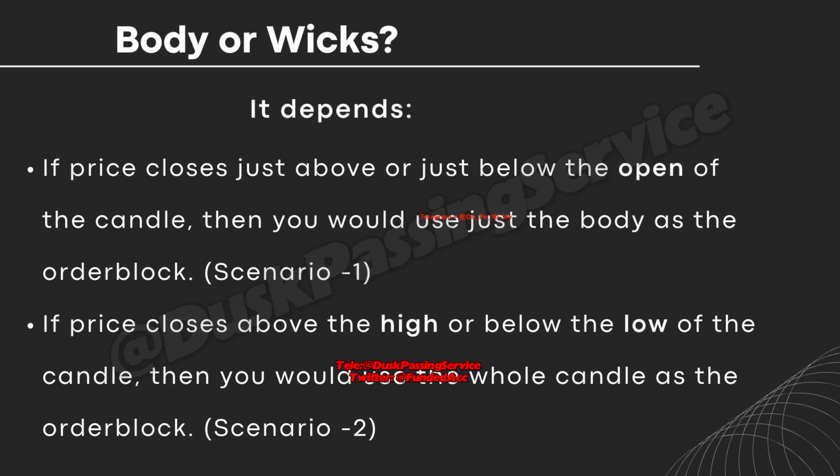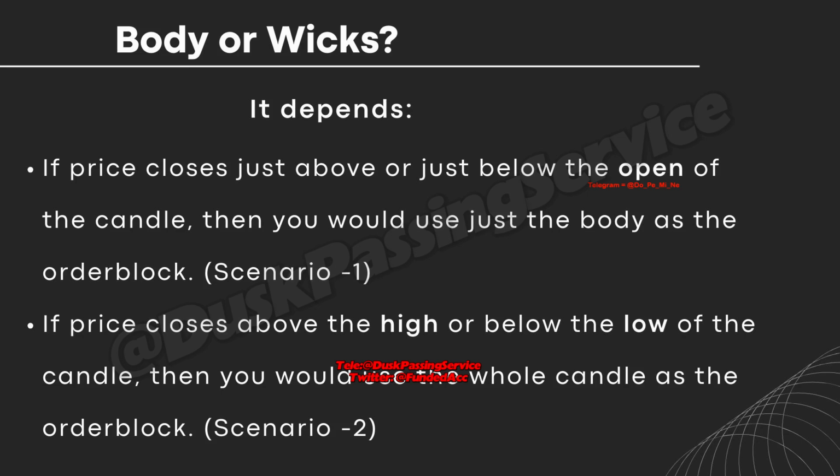You have to look at the scenario that it's in and then decide based on how price reacts and how price action forms near the order block, and then you can decide whether you want to choose the body of the candle or the wicks of the candle as an order block. So the different scenarios we've got are the following. The first one is that if price closes just above or below the open of that candle that purged liquidity or filled liquidity, then you would use just the body of the candle as an order block, because price has only closed above or below the open, and it hasn't closed above or below the wick, so you would only choose the body as the order block.